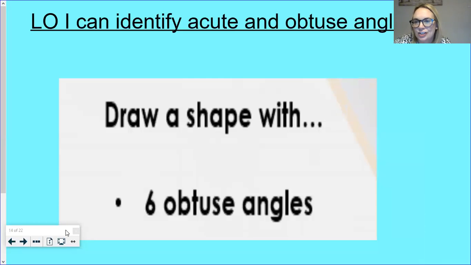Next challenge. On your paper, I would like you to try and draw a shape now with 6 obtuse angles. Now that's quite tricky to do. You could either challenge yourself to do it with only obtuse angles, so no acute angles and no right angles, just 6 obtuse angles, or you could include some right angles and acute angles if that's a bit tricky. Have a go.